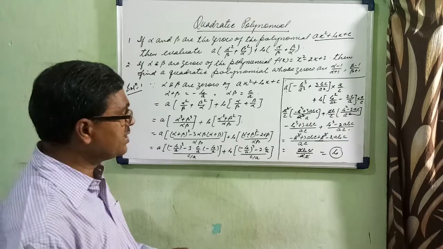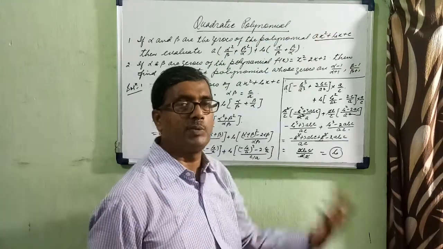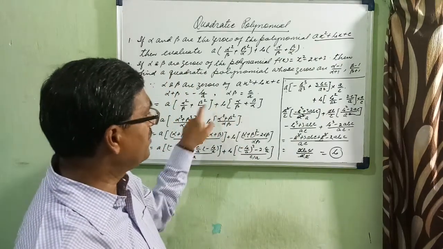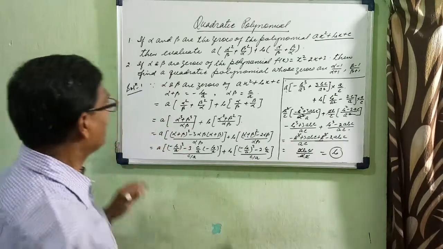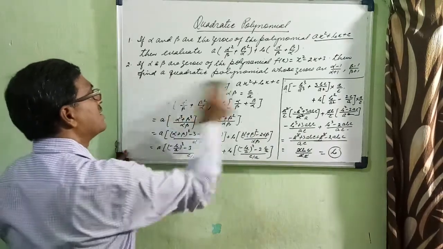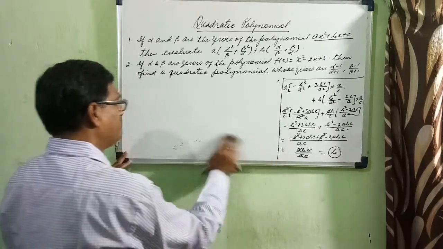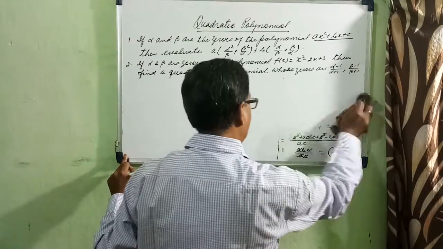So this is a question where the numerical values were not there. The sum of the zeros and product of the zeros was not in numerical form; it was in variable form. Still, we are able to get the values. Now, what is the second question? Your second question is, for the given zeros, you have to prepare the new quadratic polynomial.